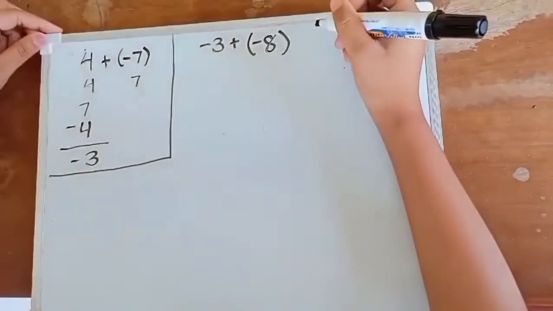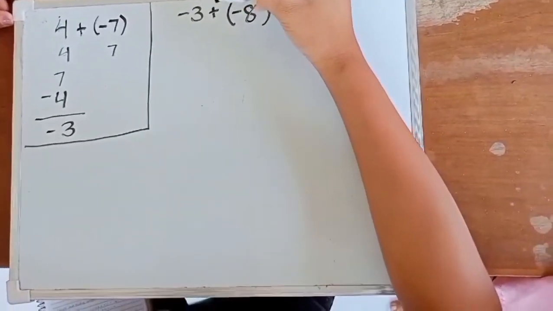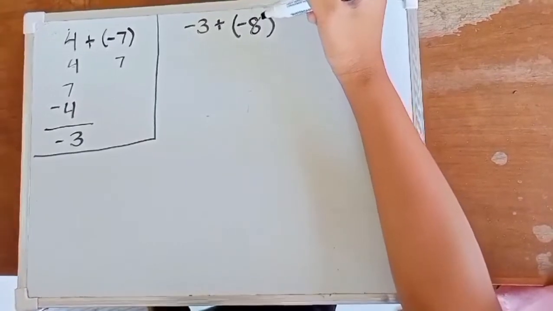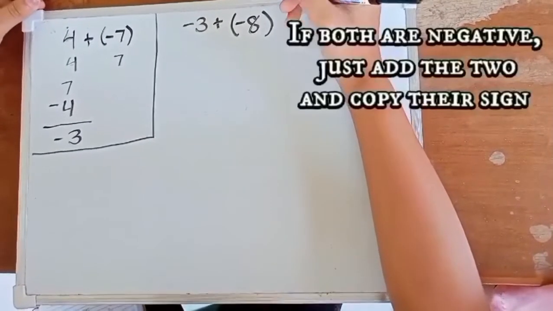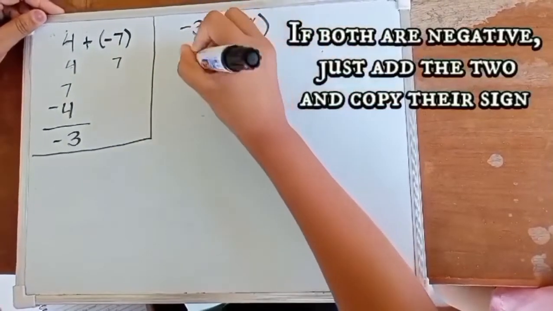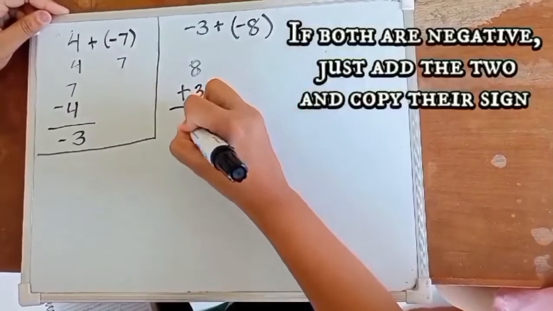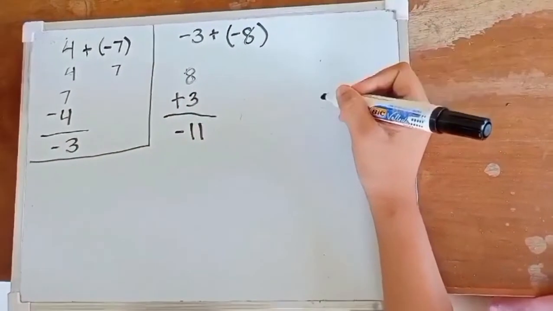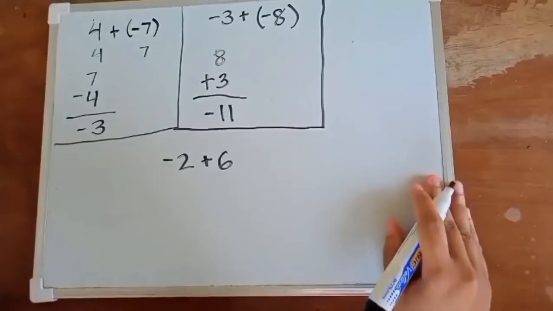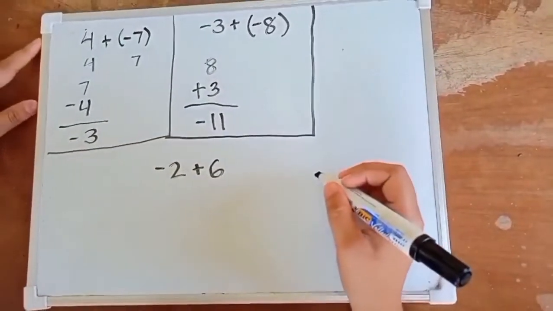Now to the second example, which is -3 plus -8. As I said earlier, this is one of the easy ones. If both are negative, just add the two and copy their sign. So 8 plus 3 is equal to 11. Now they are both negative, so copy the sign: -11. So -3 plus -8 is equal to -11. See, easy as that.